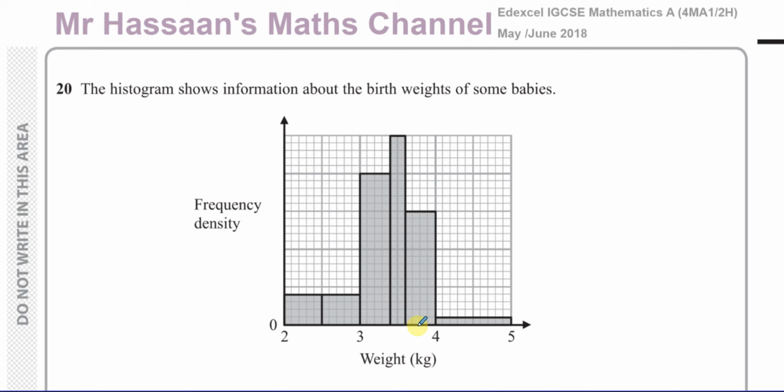I'm now answering question number 20 from the May-June 2018 Edexcel IGCSE Mathematics A paper 2 higher, paper 2H. And this question here is about histograms, and we're told that this histogram shown represents information about the birth weights of some babies. So we're given this diagram here, frequency density. There's no scale on the frequency density given.